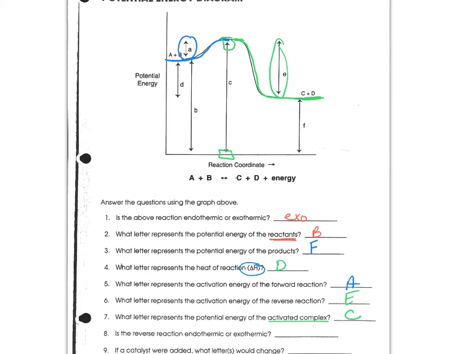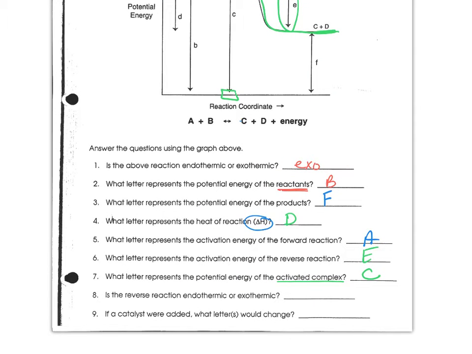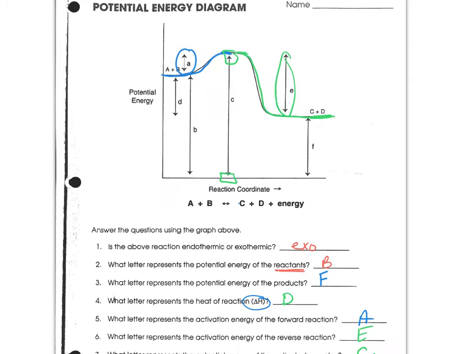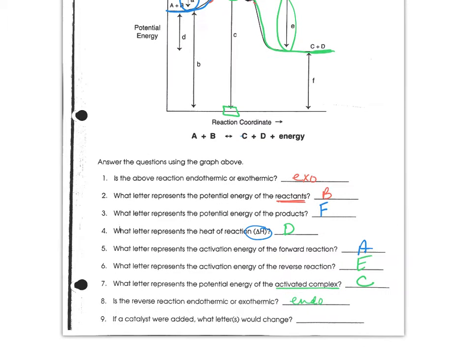Is the reverse reaction endothermic or exothermic? Well, if the forward reaction is exothermic, the reverse reaction is endothermic. And the last question: if a catalyst was added, what letter or letters would change? So let's just draw a catalyst. Drawing in a catalyst, you would put a dotted line, like a shorter hill here. Any arrowed interval that originally touched the top of the hill is going to be altered because now the new top of the hill is here. So which intervals involve touching the top of the hill? Interval A, interval C, and interval E.